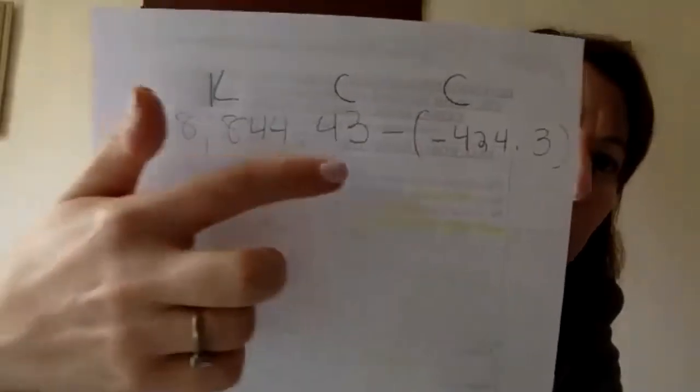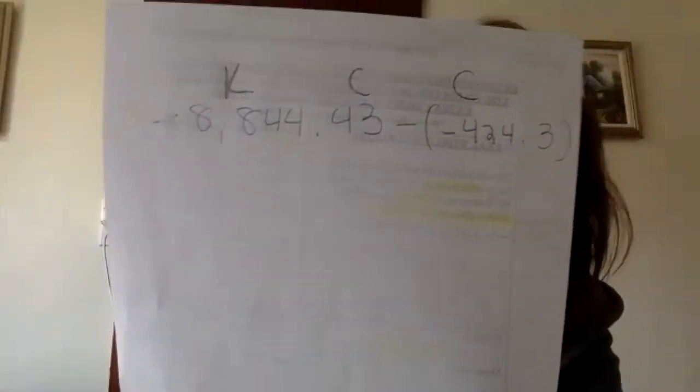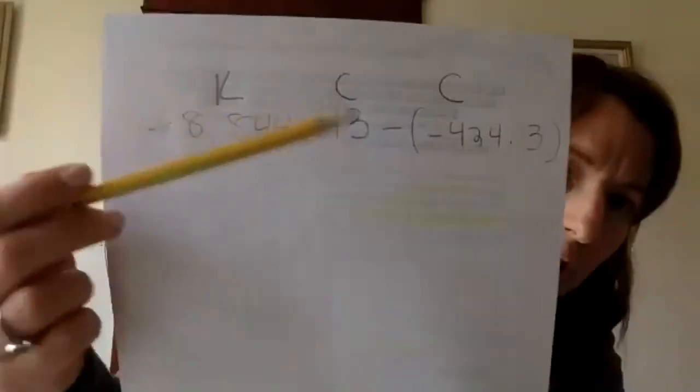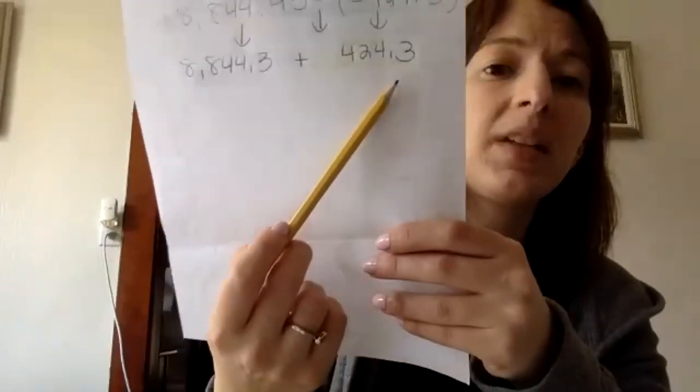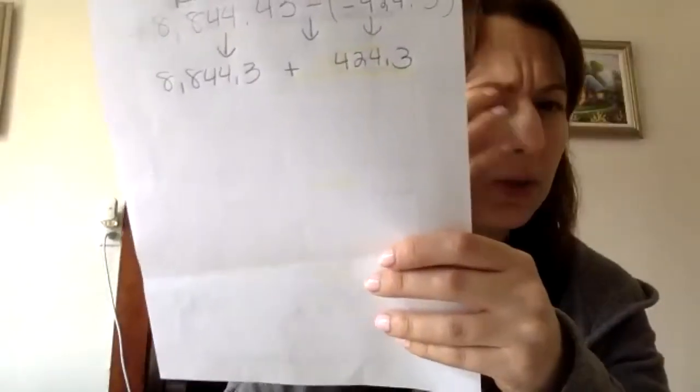We're going to keep, change, change. We're going to use the KCC method. Keep, change, change. So now it becomes 8,844.43. We keep, we change the subtraction to addition, and then we do the inverse, which is 424.3. Now, keep, change, change. You have to add these numbers up. When you add these numbers up, you're going to get an answer. Okay, so I'm going to leave you to do that.